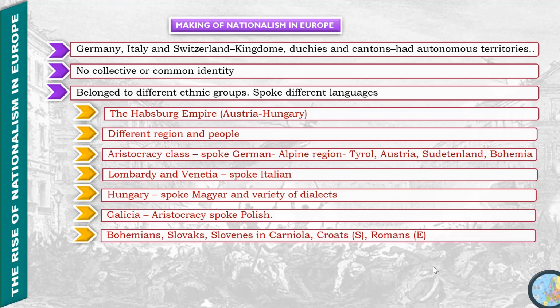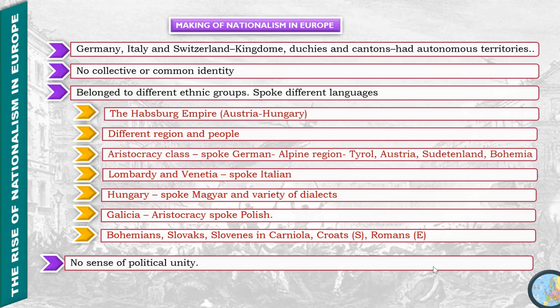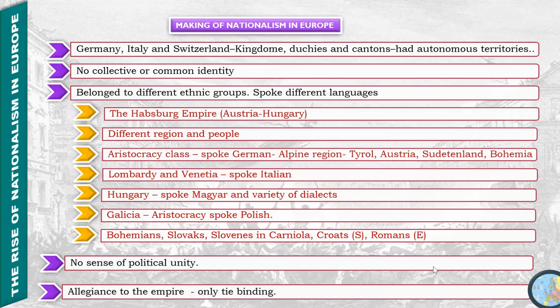In Hungary, half of the population spoke Magyar, while the other half spoke a variety of dialects. In Galicia, the aristocracy spoke Polish. Besides these three dominant groups, there also lived within the boundaries of the empire a mass of subject peasant people: Bohemians and Slovaks to the north, Slovenes in Carniola, Croats to the south, and Romanians to the east in Transylvania. Such differences did not easily promote a sense of political unity. The only tie binding these diverse groups together was a common allegiance to the emperor.